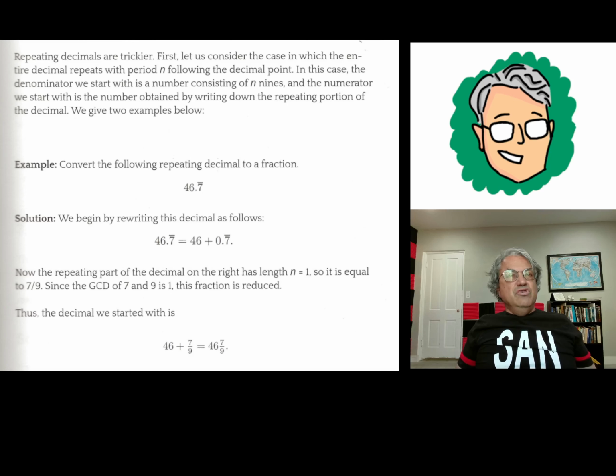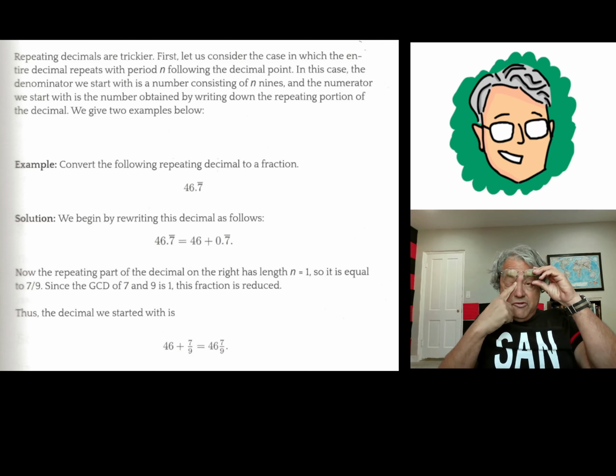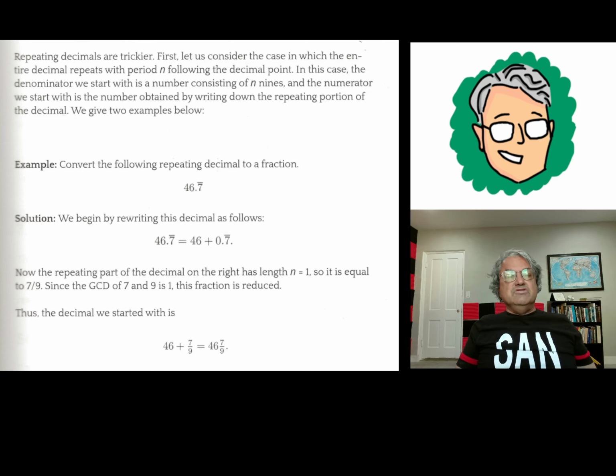Well, 0.7 repeating. If you have a decimal that starts repeating right after the decimal point, the denominator is always a power of 10 minus 1. In this case, since the period is 1, it's just 10 to the first power minus 1. That means 0.7 repeating is the same as 7 ninths. I don't think it's too hard to see that. Anyway, it's true. So 46.7 repeating is just 46 and 7 ninths. We didn't have to do too much work to get that.